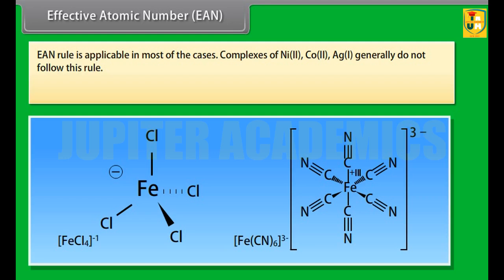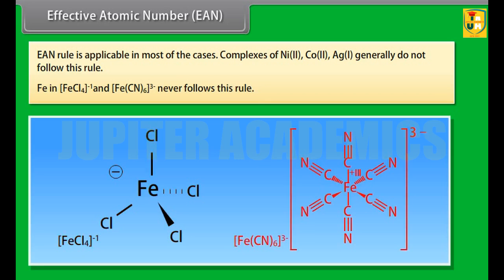The EAN rule is applicable in most cases. Complexes of Ni2+, Co2+, Ag+ generally do not follow this rule. Fe in [FeCl4]- and [Fe(CN)6]3- never follows this rule.